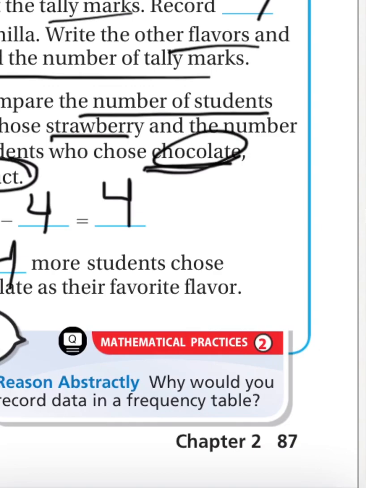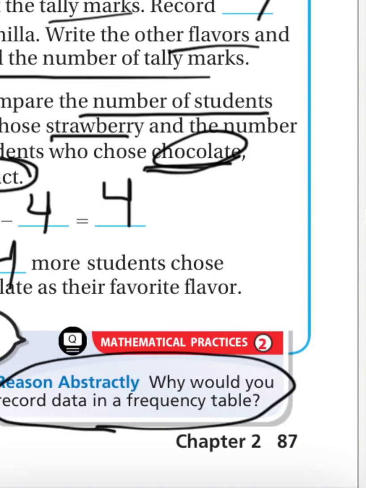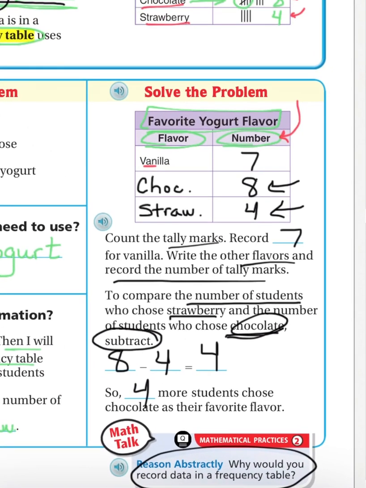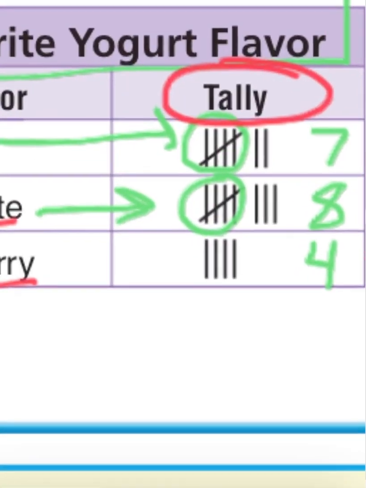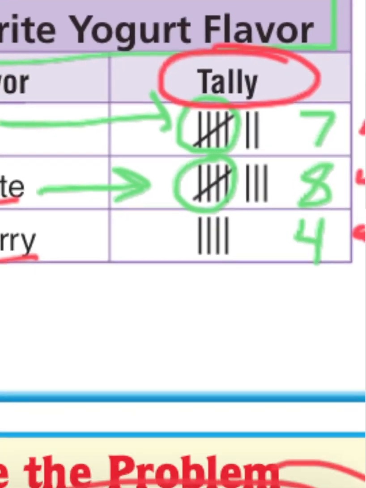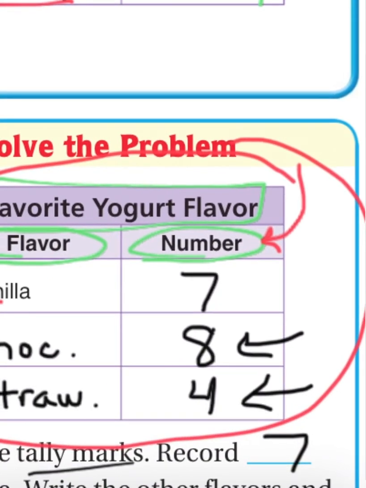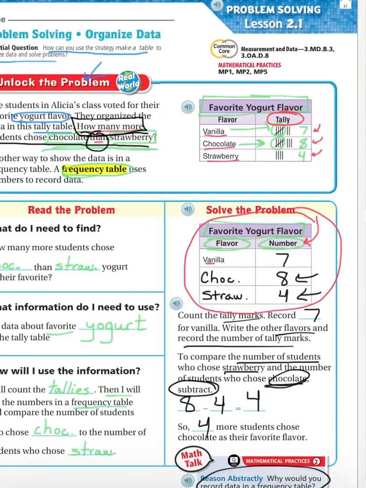Why would you choose to record data in a frequency table? And again, a frequency table is this one right here where we write the numbers. The advantage of writing in a frequency table is that we don't have to count up tallies all the time. We can just look at the number, and it's much easier for us to solve problems looking at the numbers than counting up tallies all the time.